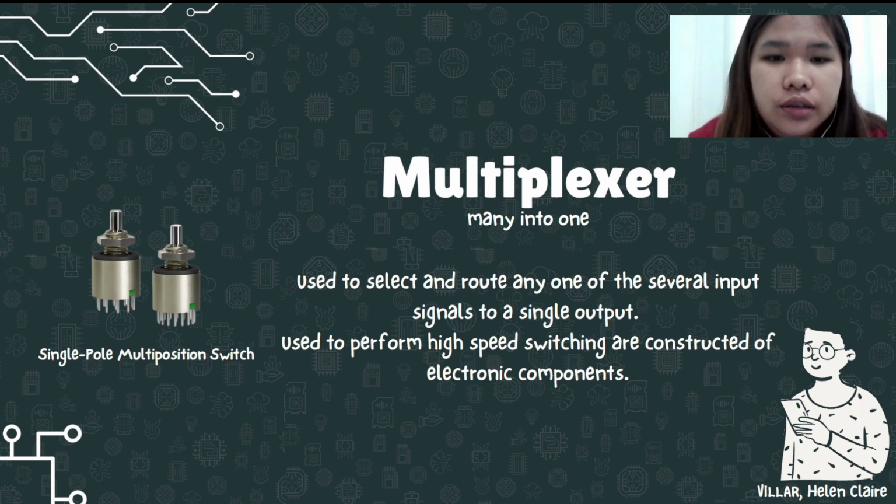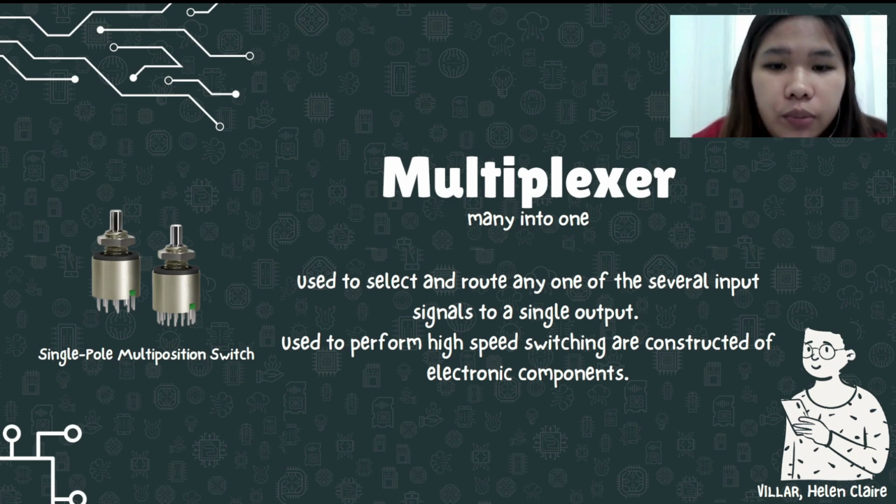A multiplexer is a circuit used to route any one of several input signals to a single output. A simple example of a non-electric circuit of a multiplexer is a single-pole multi-position switch. Multi-position switches are widely used in many electronic circuits.